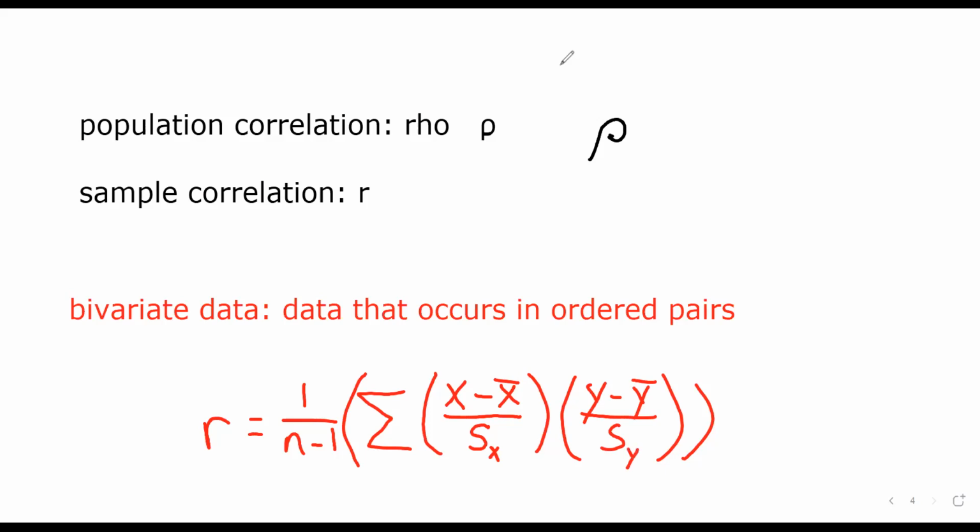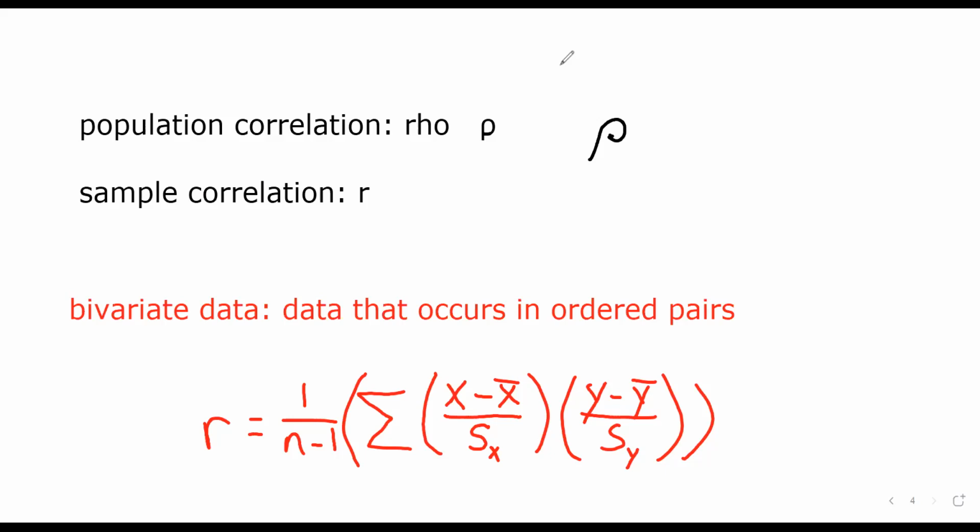And if you think about it, that's really just the product of the z-scores. Remember, the z-score was how many standard deviations from the mean. So it's the product of, for each ordered pair, the z-score for the x times the z-score for the y. And then you add up all those products and then you multiply it times 1 over n minus 1. And then that gives you the sample correlation.